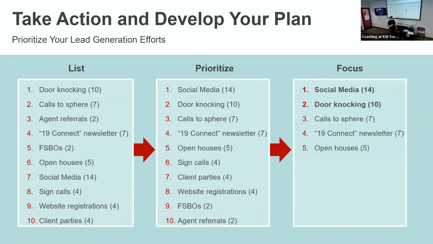And once you figure out what your top 5 are, that's where your focus is going to be. So if you realize that agent referrals, FSBOs, website registrations, client parties, those types of things really aren't giving you a whole lot, then focus on these. If social media gave you 14 transactions last year, then you want to keep it up. If door knocking gave you a lot of business, keep door knocking. Calls to the sphere, which is literally calling people you know, gave you 7, keep doing it. 19 to connect, part of drip campaigns, and then open houses.